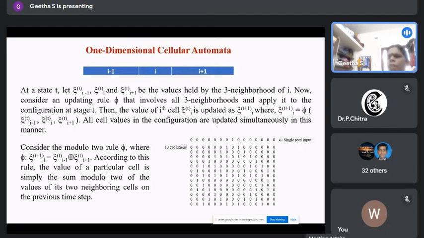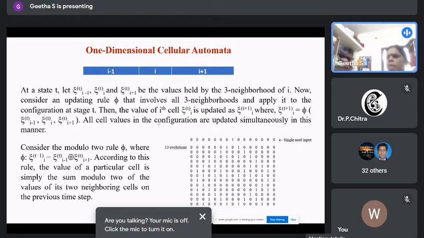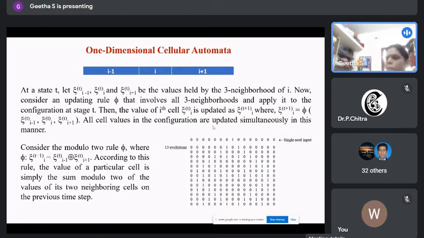So the value of the ith cell, ψ_t(i), is updated as ψ_{t+1}(i), a function of ψ_t(i−1), ψ_t(i), ψ_t(i+1). All cell values in the configuration are updated simultaneously. It is the main important point: all cell values in the configuration are updated simultaneously. Now we are using the three-neighborhood values.